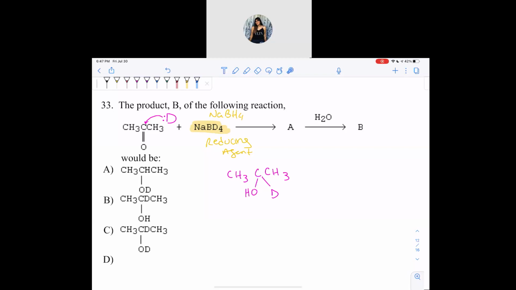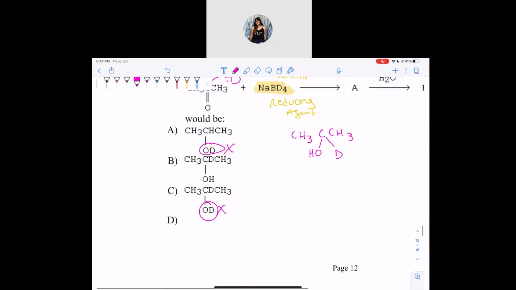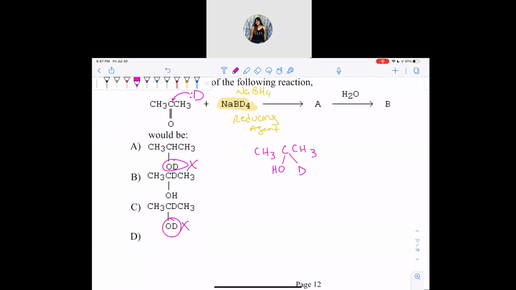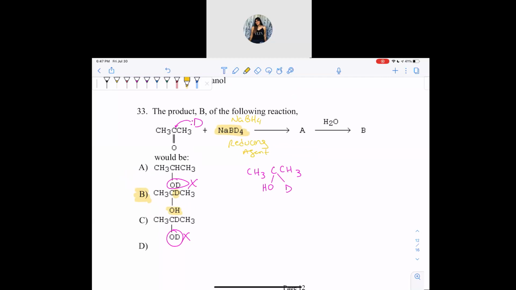So let's look at the answer choices. OD, no. OD, no. Double bond, what the heck? No, right? Now this one doesn't even have a deuterium anywhere. Garbage. So we're not even stuck. B is the only answer that makes even a little bit of sense, because it has our OH and it has our D. Ta-da! That's how I like to solve reaction problems on the exam. Super lickety split. And yes, I can definitely explain again.